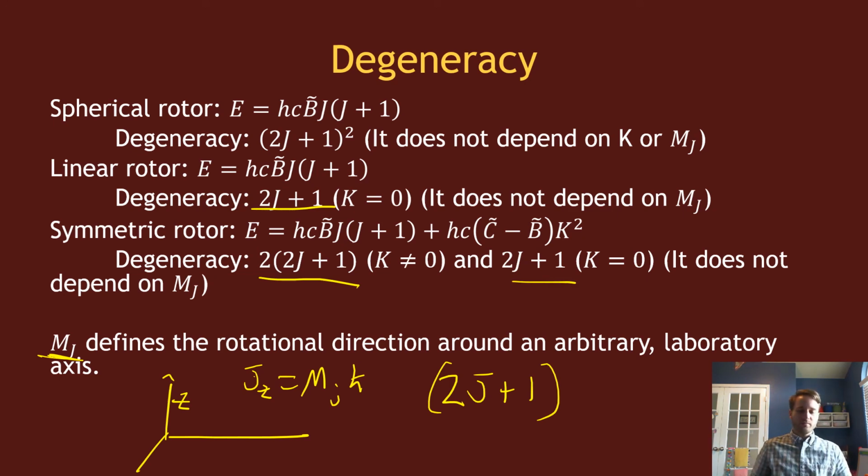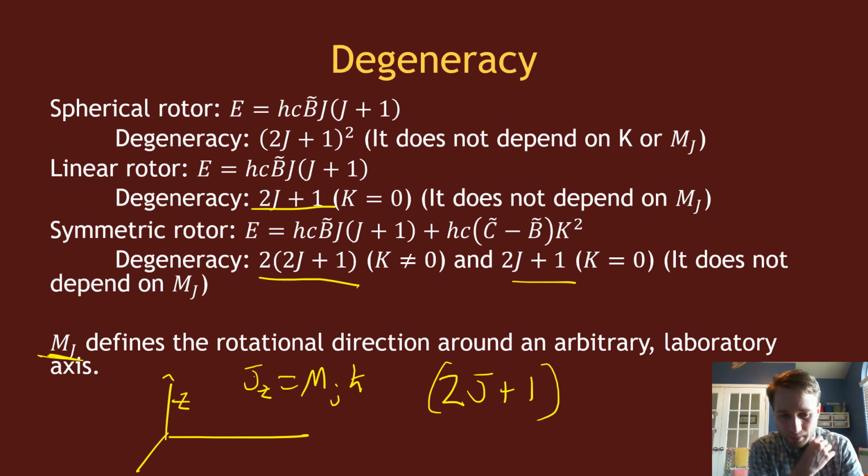And this degeneracy is broken only when you apply an external magnetic field. Because once you apply an external magnetic field in your lab, there's now a difference between the x, y, and z axis in your lab, and so the degeneracy of rotation around this laboratory axis is broken, and this is referred to as the Stark effect, and we'll talk about that in future videos.